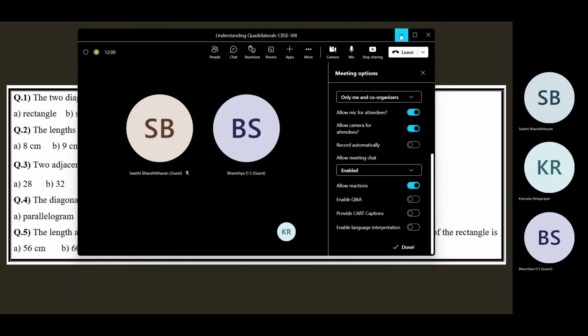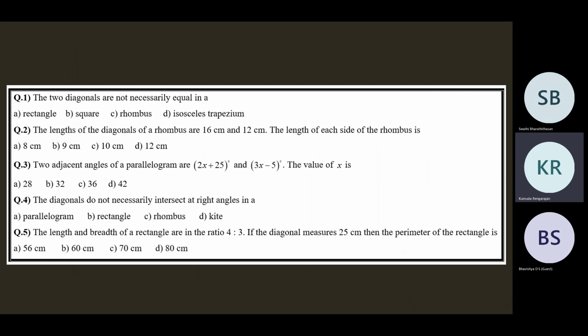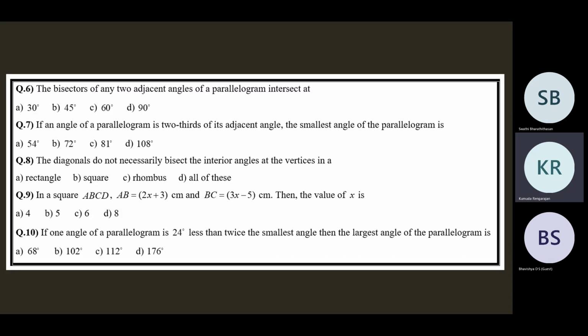So we are taking a test now, Bhavishya, from this chapter, Understanding Quadrilaterals. Answer one by one. Please write down the question along with the 4 options and select the correct option. Sometimes you have to work to get the correct option. Once you finish answering these 5 questions, let me know. I'll take you to the next slide. There are a total of 10 questions.